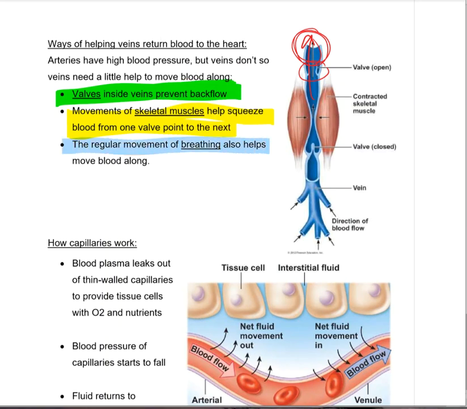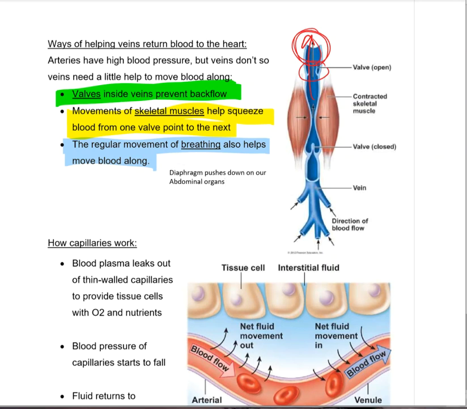The other thing is that breathing also helps move the blood along. And this is because of our diaphragm. Our diaphragm pushes down on our abdominal organs. So every time you breathe, your diaphragm contracts and pushes downward. And it pushes down on your abdominal organs. And when those organs get pushed on, they squeeze blood out of the organs, and the blood moves along the venous system. So those are important.